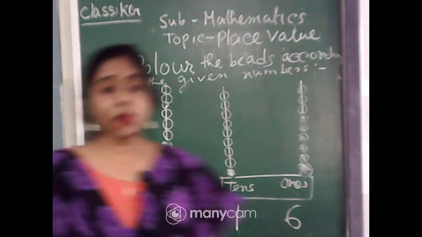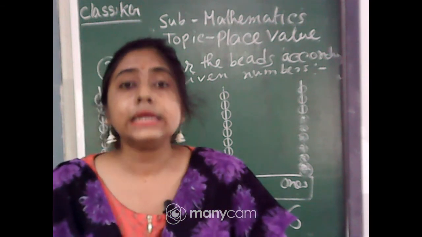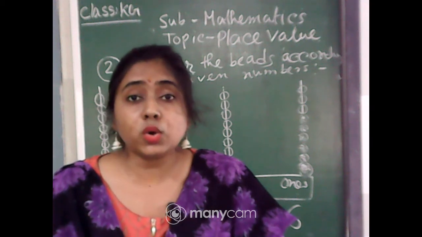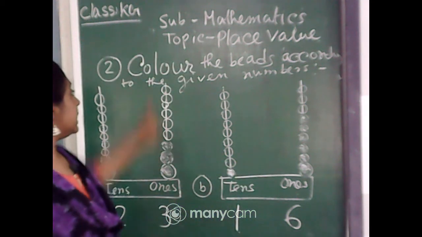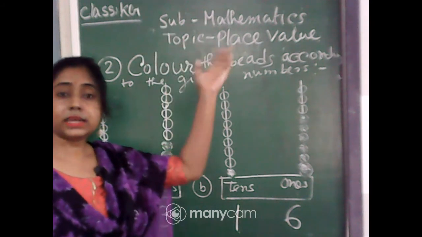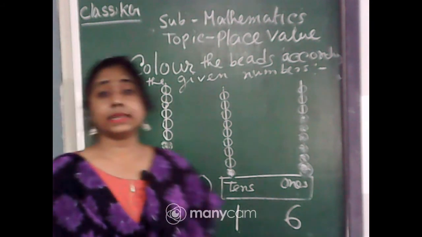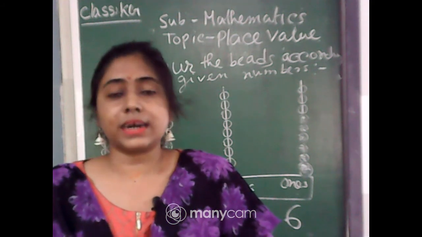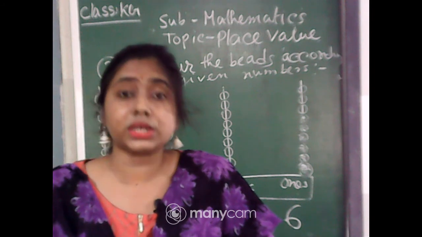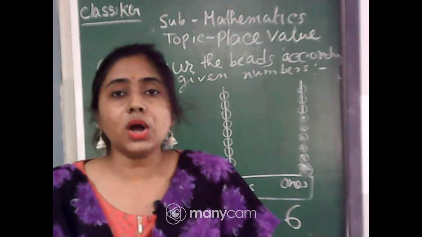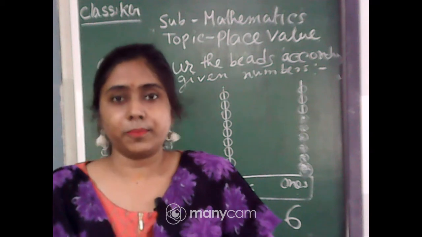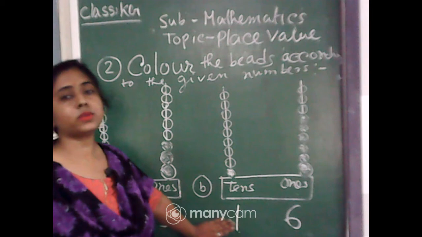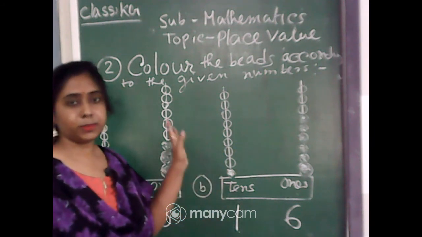Now I hope those who are sending me this worksheet, color the beads, and have drawn 10, 11, 13 beads in one column, are wrong. Whenever you are coloring the beads and that type of question comes, you should draw 9 beads in each column. Then after that you will color according to the given number.